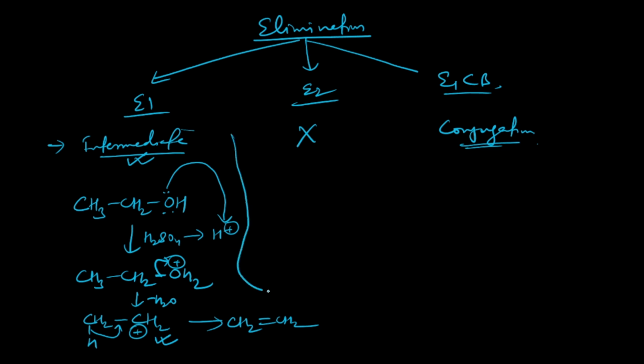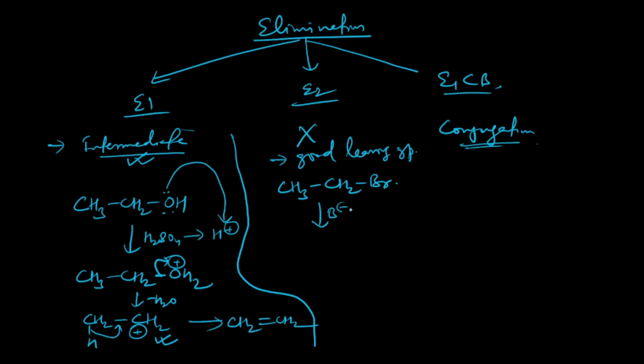So for E2, the reagent and starting material will change over here: CH3CH2 and we'll have this bromine. So we should have one good leaving group. Now what is happening over here? See, we will use a base over here. So I'll just write it down, CH2 and here one hydrogen. So see, the reagent has changed. Here it's acid catalyzed, here it is base catalyzed, right?